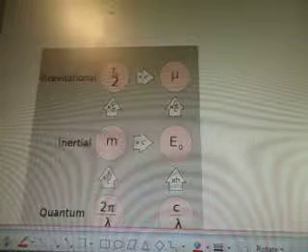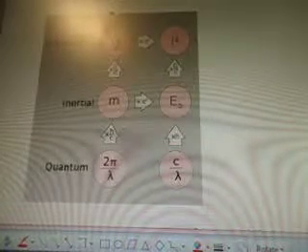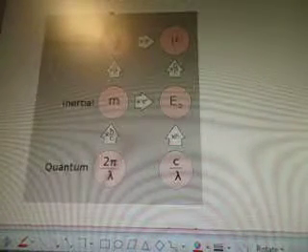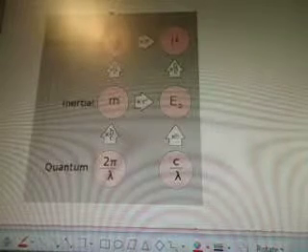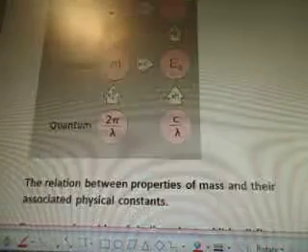So here's a diagram that shows gravitational, and it has some calculations or symbols with it, with formula. Well, I forget what you call them, math equations or something. Inertial, MTE, and then quantum is 2 pi over the upside down y, and c over the upside down y. I think it's an upside down y. I could be wrong. I don't know.